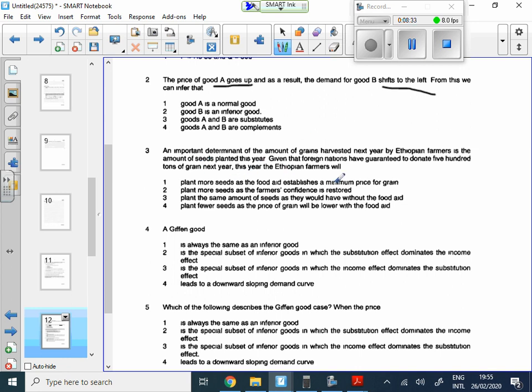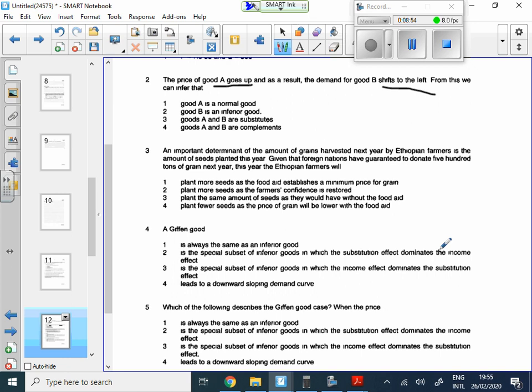Plant more seeds as food aid establishes a minimum price for grain. Plant more seeds as the farmers' confidence is restored. Plant the same amount of seeds as they would have without the food aid. Plant fewer seeds as the price of grain will be lower with the food aid.